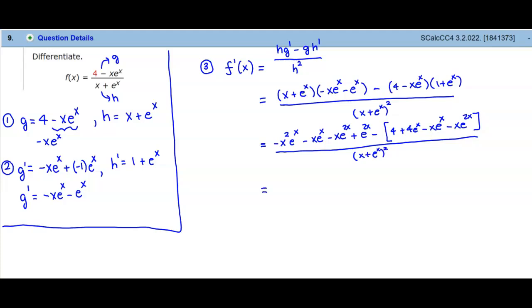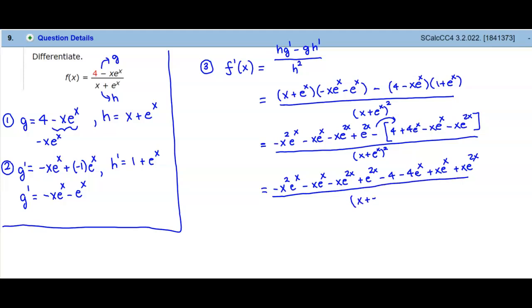Now let's go ahead and distribute this minus sign here. So we have negative x squared e to the x minus x e to the x minus x e to the 2x plus e to the 2x minus 4 minus 4e to the x plus x e to the x plus x e to the 2x, and then we're going to divide that by x plus e to the x squared.